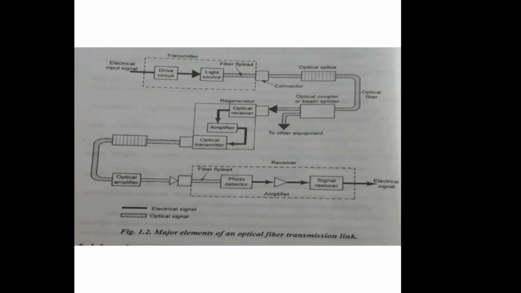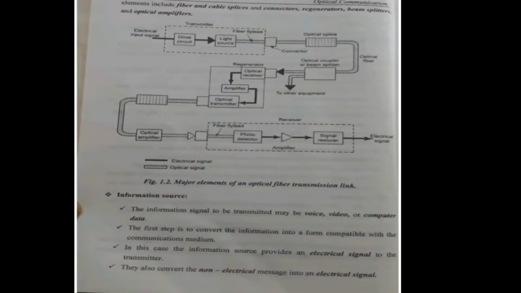And next is the signal restorer. So what is the function of the signal restorer? That is, the original input signal will be recovered without any change. For example, if on the input side you send a voice signal with high pitch and low pitch, correct? Then without any variation, the same voice signal will be received on the output side. For this purpose, we connect the signal restorer. Okay. So this is the overall view of the block diagram.